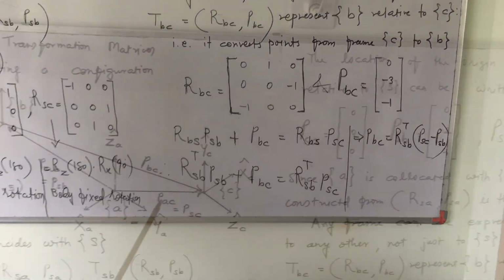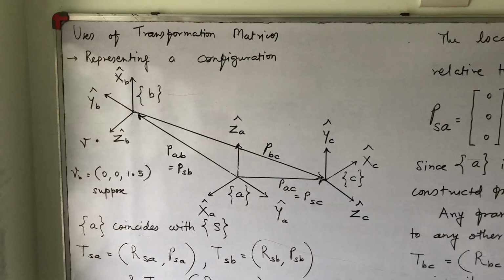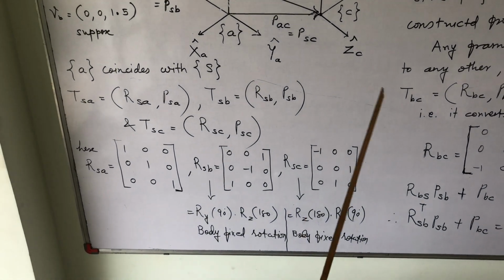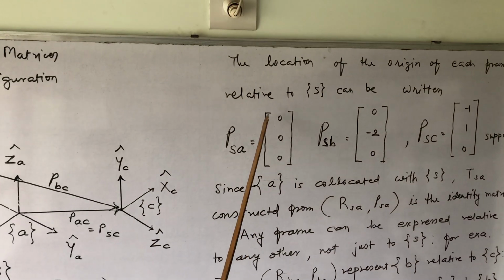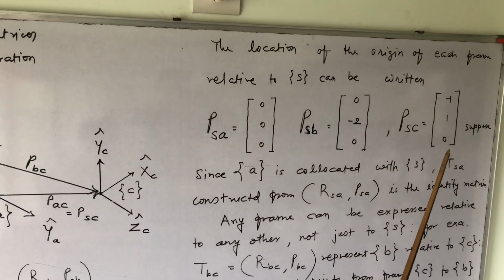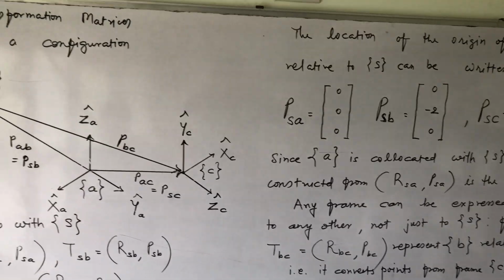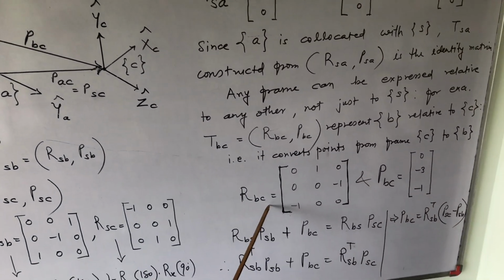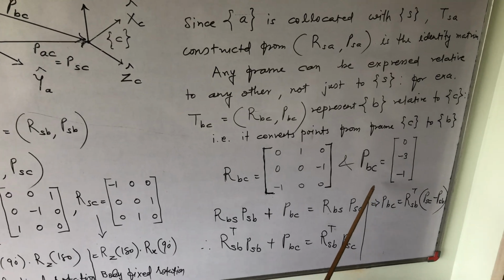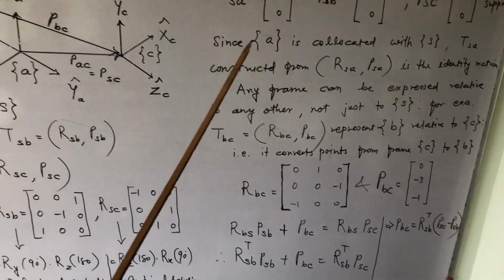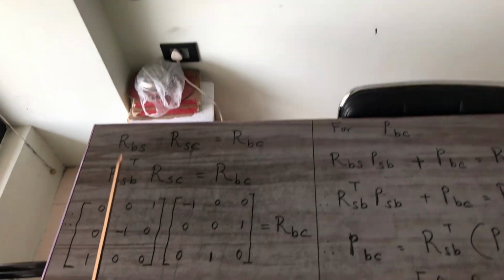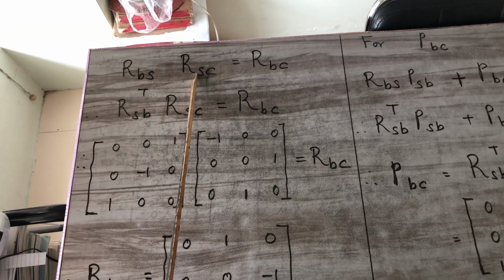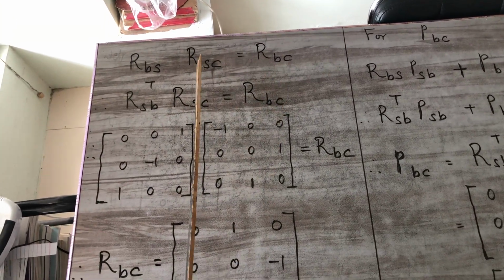Exactly. Okay. See the figure. What data do we have? R_SA, R_SB and R_SC. Moreover, P_SA, P_SB and P_SC. Using this data and this figure, we want to find R_BC and P_BC. This one. So see here, R_BS into R_SC equals R_BC.